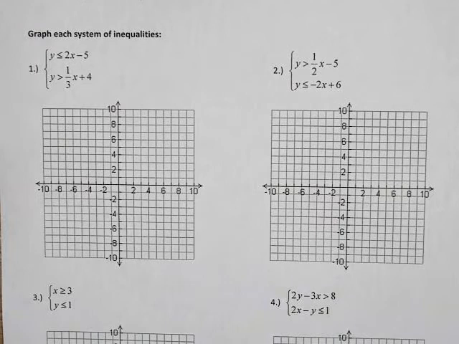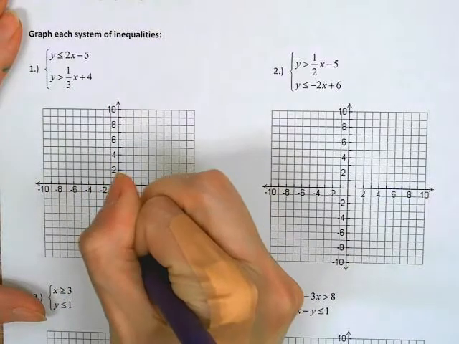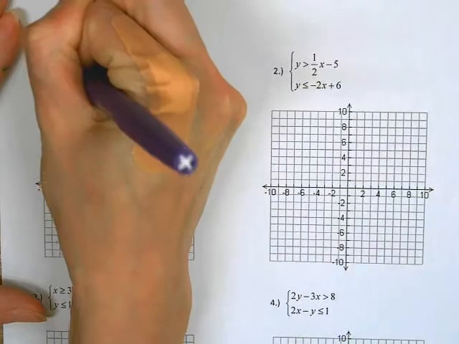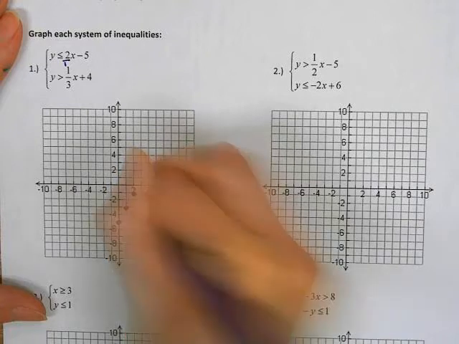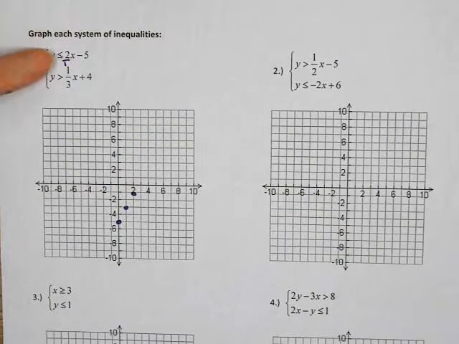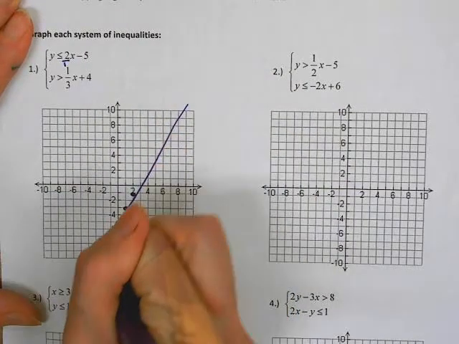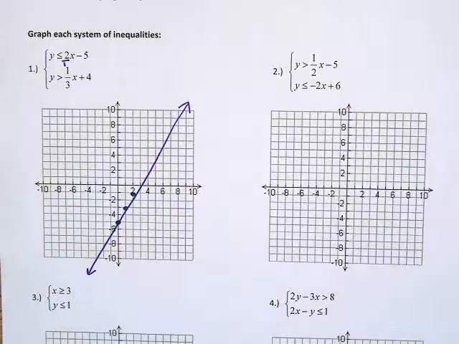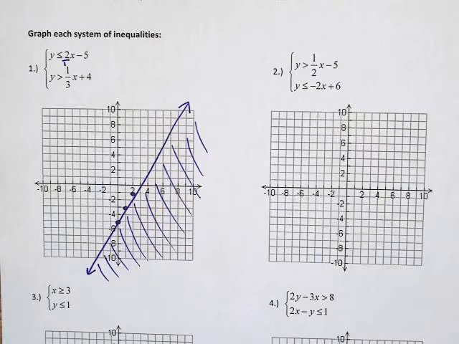So let's try number 1. All right, now these are already set up nice because y is alone. So we're going to start down at -5, and the slope is 2 over 1. So up 2, right 1, up 2, right 1. And less than or equal to means a solid line. Shaded, less than would mean below. All right, shaded below. So that's line 1.